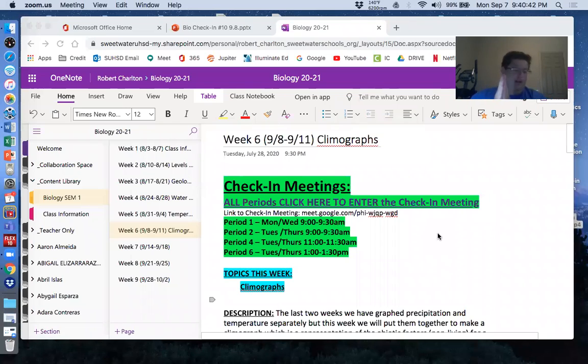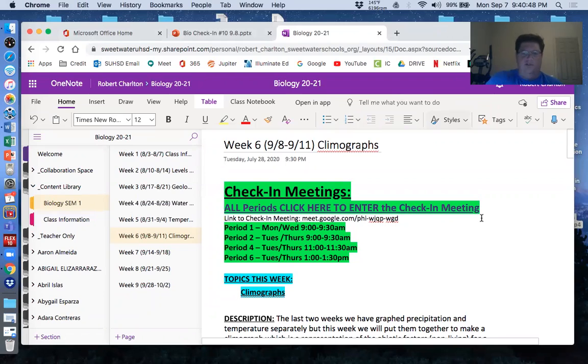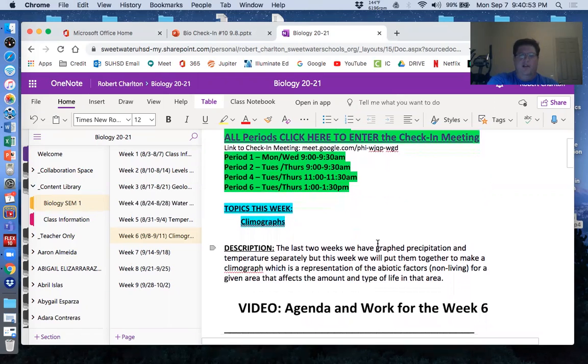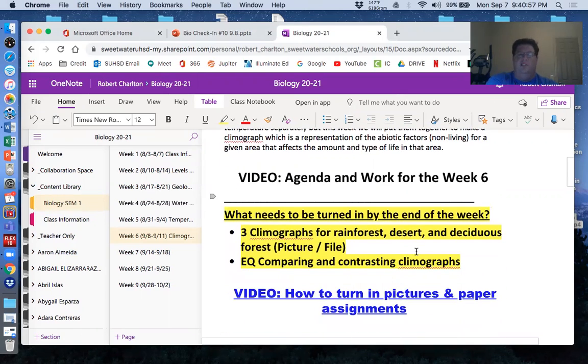Week 6 is about climographs. If you don't know what a climograph is, you will. That's what we're going to be creating and comparing this week. So check-in meeting information is right there. This video is located right here. Basically, 2 assignments you need to get done this week.